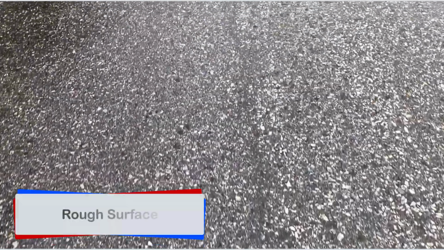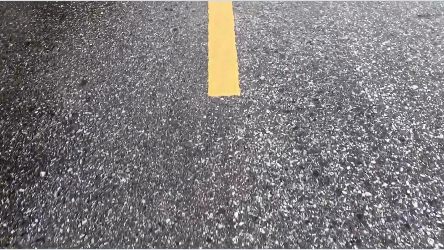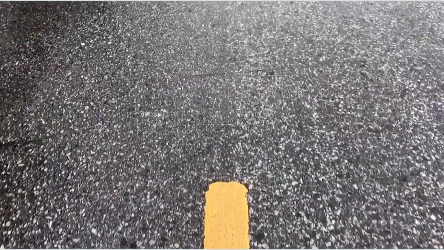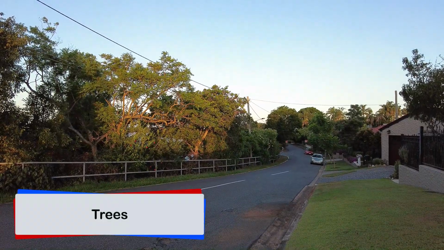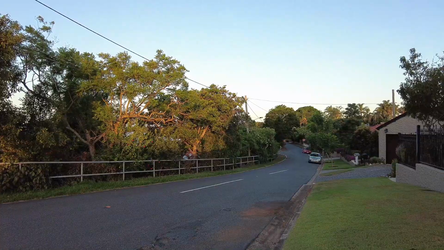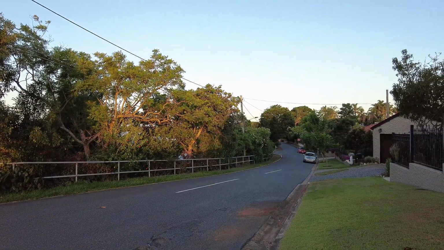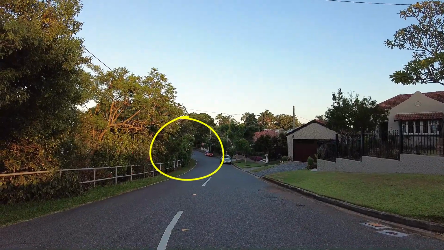Roads with rough surface. From time to time, as roads become worn out, they are resurfaced. The roads that are being repaired may remain rough for a few days. If you encounter such roads, be sure to slow down. Roads covered with trees. Some roads may be covered with a lot of overgrown trees, making it difficult to see far enough down the road. To ensure you can see what is around the corner or behind the trees, it is important to slow down.